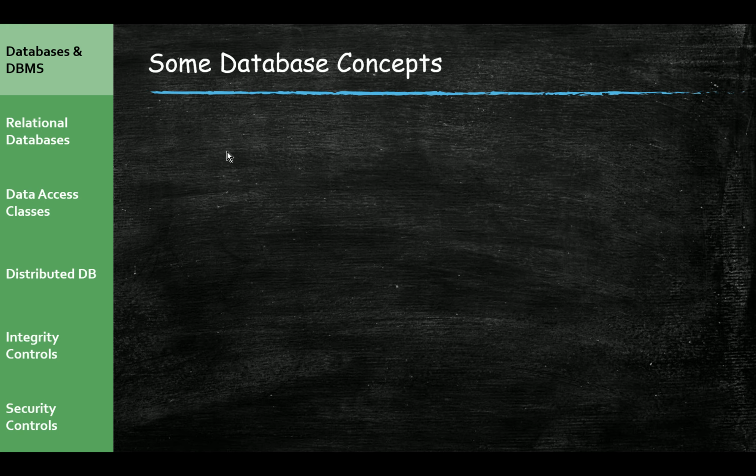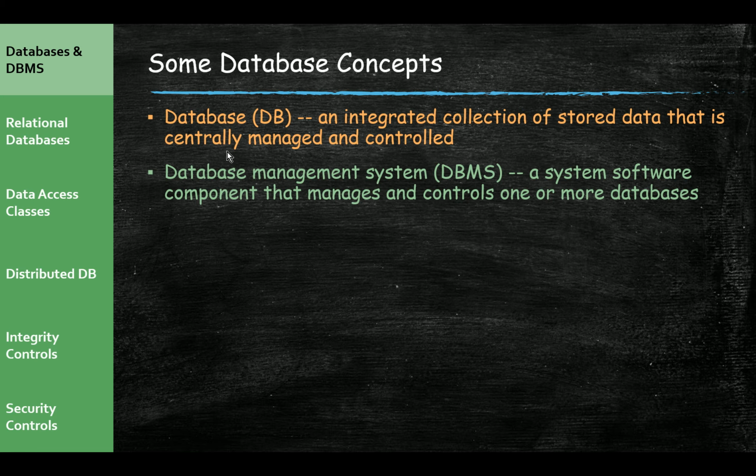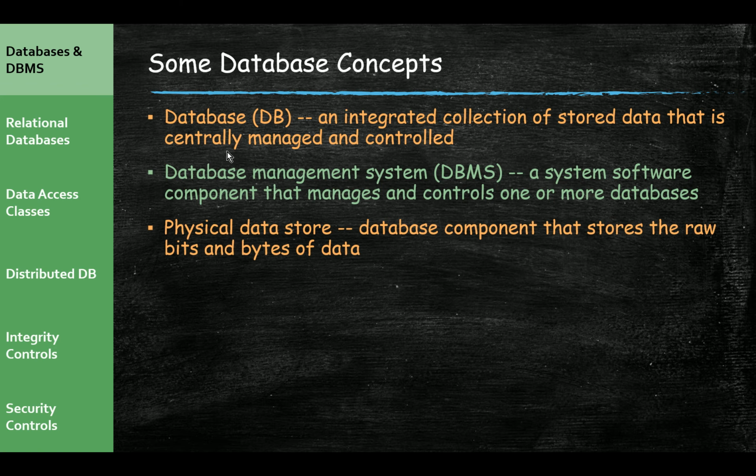So first, let's cover some basics about databases. A database is an integrated collection of stored data that is centrally managed and controlled. A database management system is a system software component that manages and controls one or more databases. The physical data store is the database component that stores the raw bits and bytes of data. So most database engines store some kind of raw file that contains the data. In order to use that data that's in that raw file, you have to use the database management system. You can't just go and open that file. You have to have a database management system that interprets that file.